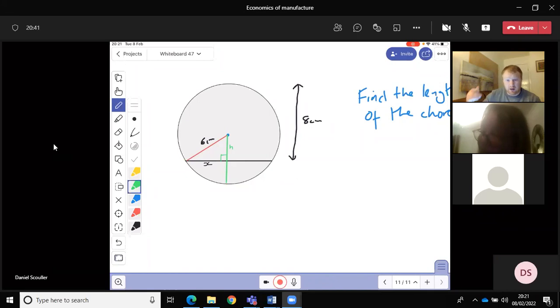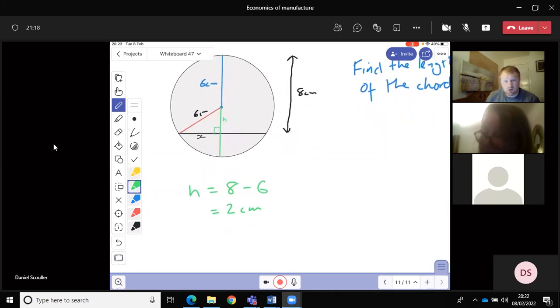In this case we've got that height from the chord to the top of the circle. We know the radius is 6 centimeters, so from the centre of the circle to the top of the circle is 6 centimeters. From the centre to the chord must be 2 centimeters. So H, from the centre to the chord, is going to be 8 minus 6, just 2 centimeters. So we found one of those unknowns.